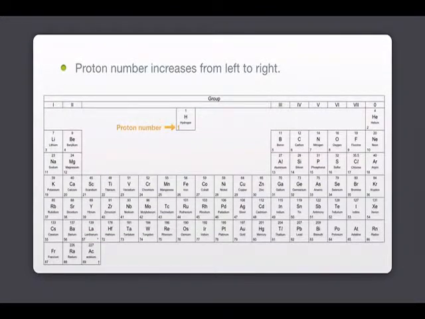The proton number increases from left to right. When the element's proton number increases, the element will become gas.